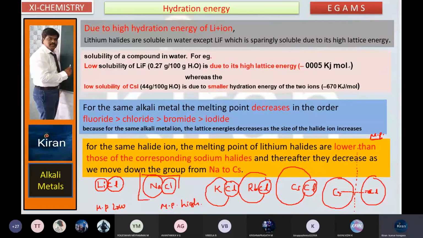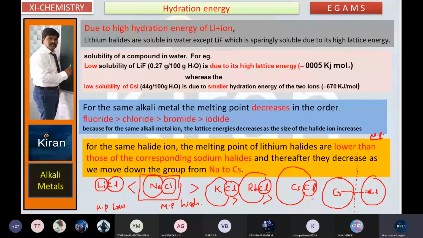Now my question, my dear students: among these halides, which has the highest melting point? Sodium chloride. It is an exceptional case, sodium chloride is higher than lithium chloride, and then all the remaining ones are lower. So this is about the order of melting points for the same halogen with different alkali metals.